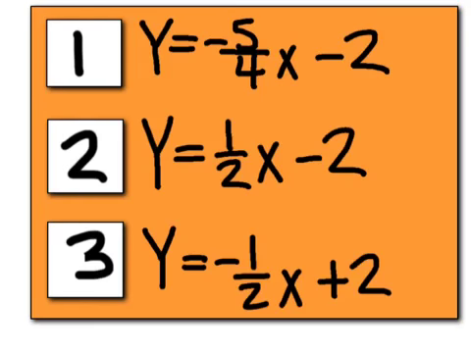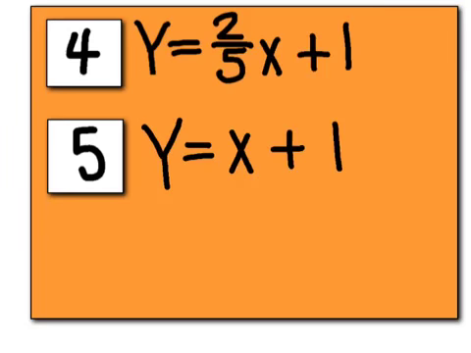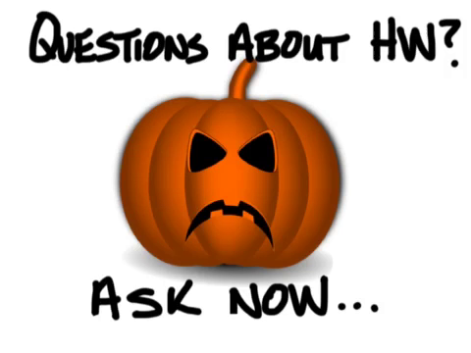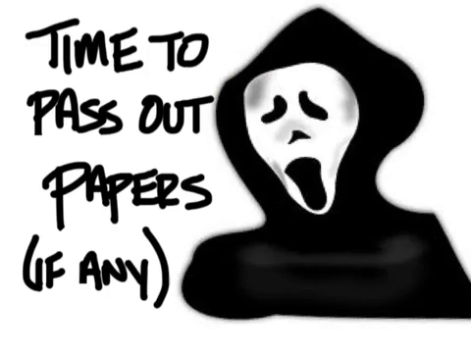Alright, 1 through 3 are y equals -5/4x minus 2, y equals 1/2 x minus 2, y equals -1/2 x plus 2. Next ones are y equals 2/5x plus 1, and y equals x plus 1. Okay, questions on the homework.